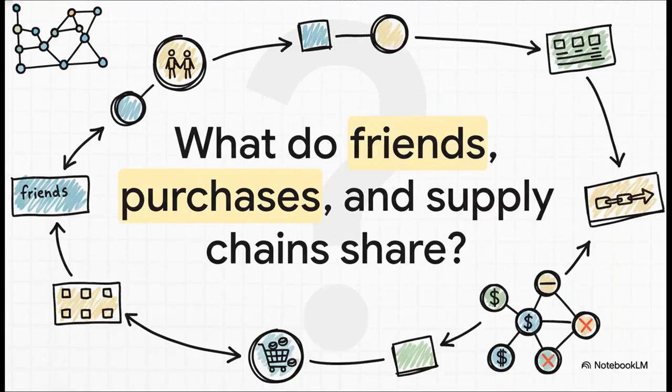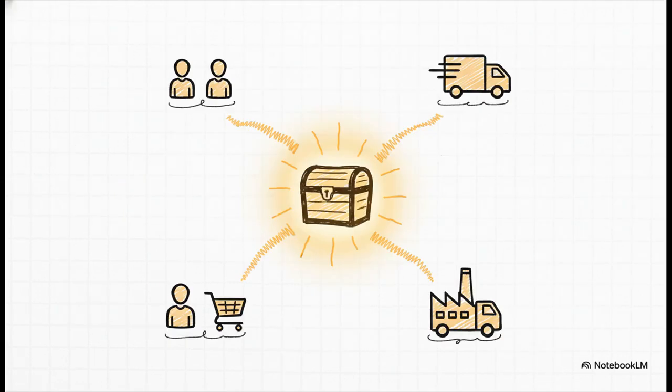So let me start with a question for you. What do your friends, that thing you just bought online, and a massive global supply chain all have in common? I mean, they seem totally different, right? But believe it or not, they all share one fundamental secret. It's all about the connections, the relationships between people, between you and a product, between a supplier and a factory. That's where the most important stories are being told.